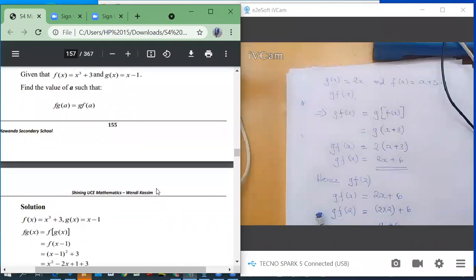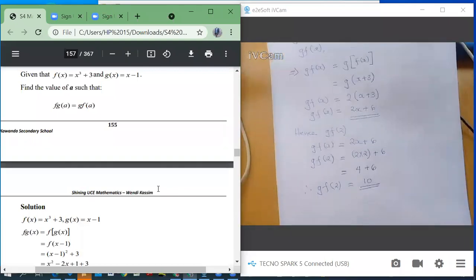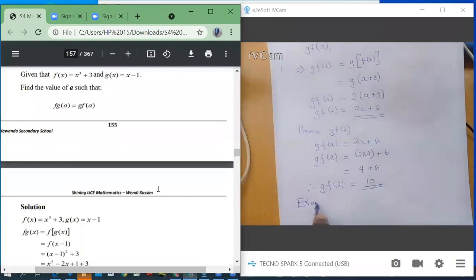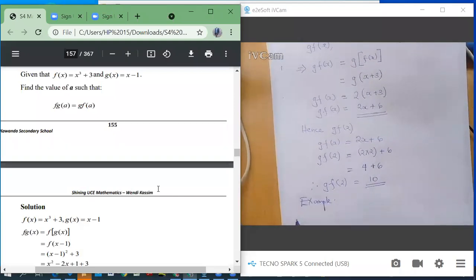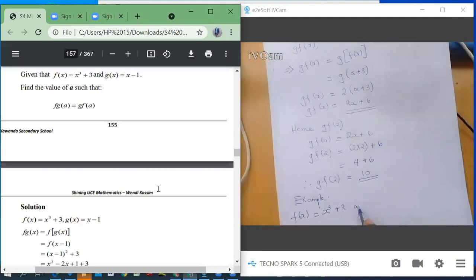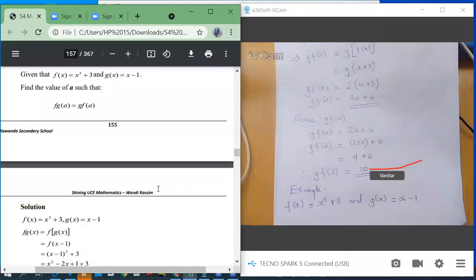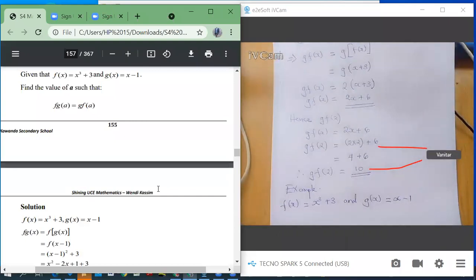Can we look at that question there? F of x is equal to x cubed plus 3, and g of x is equal to x minus 1. Okay? Are we together there?